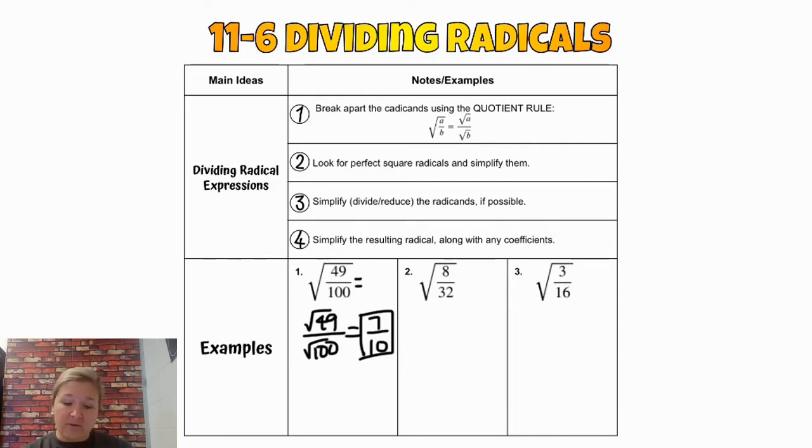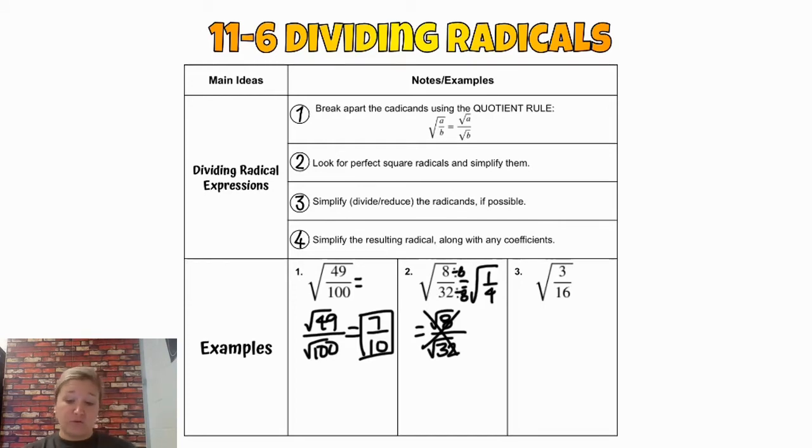So on this one, I don't have a perfect square. If I were to split this up as the square root of 8 divided by the square root of 32, that's not going to help me. That's why it's important for you to decide which one you want to do first. What does help me is to simplify. So this really becomes the square root of 8 divided by 32. That simplifies to 1/4 if I divide both of these by 8.